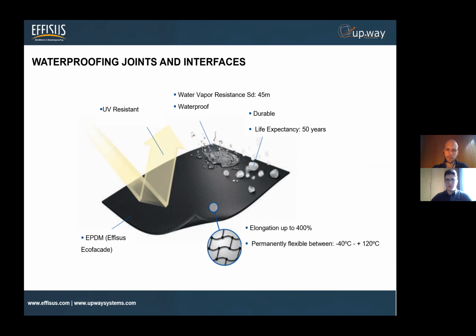It's very stretchable, with an elongation of up to 400%, so a very flexible material. It remains in service across temperatures from -40 up to 100 degrees. Mainly it's known for its durability, but of course, it's water resistant, so it's 100% waterproof. Even when exposed, it's highly resistant to UV. So those are the main characteristics when it comes to EPDM. In this case, we call it Effisus ACO Facade.